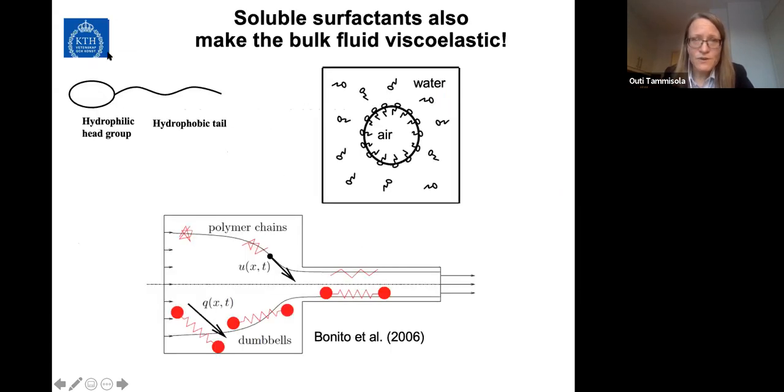Okay, so one more effect that the surfactants may have if they are in the bulk is that they make the bulk fluid viscoelastic, because they are also long chain molecules and they can behave like dumbbells, so they can actually store elastic energy. So it's a valid question also therefore to ask what does viscoelasticity do for these surfactant-laden flows?